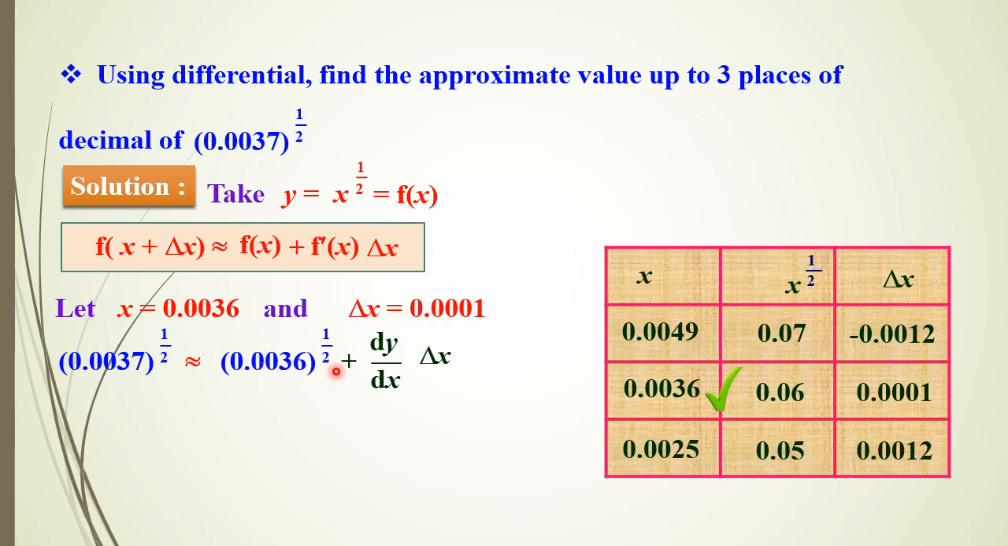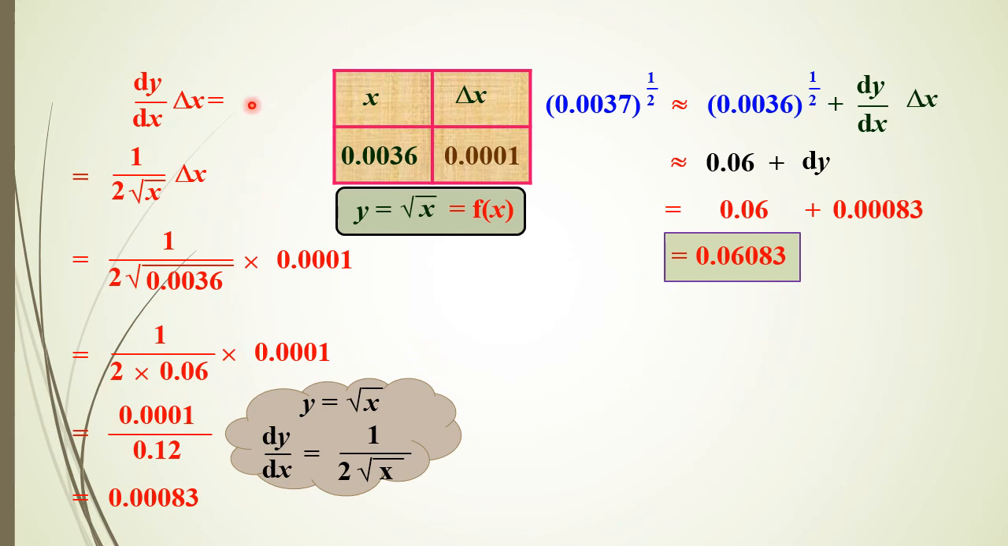Now x, come back to the term f of x, in the sense the y term. It is x to the power 1 by 2, x in the sense 0.0036 whole raised to 1 by 2. Next, dy by dx into delta x, we need to find out its value. So dy by dx, x raised to 1 by 2, its differentiation is 1 divided by 2 root x. Then delta x is written as it is. We know the values of x as well as delta x. Substitute and simplify, we'll be getting 0.00083.